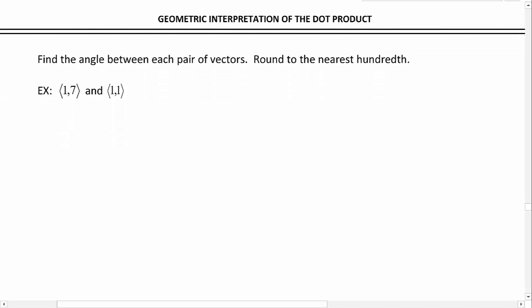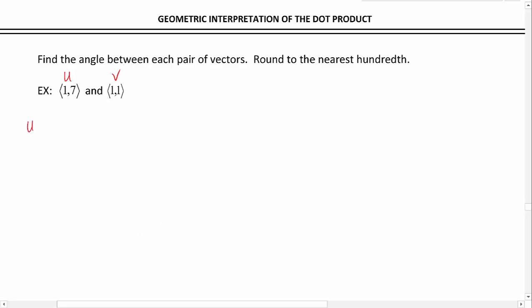So let's find the angle between each pair of vectors. We'll round our answer to the nearest hundredth. These vectors aren't labeled for me, so I'm going to go ahead and label them just so it keeps me straight as I'm plugging everything in. For our formula, we need three things. We need the dot product between u and v, we need the magnitude of u, and we need the magnitude of v. So let's do each of these three things, and then we'll plug it into our formula.